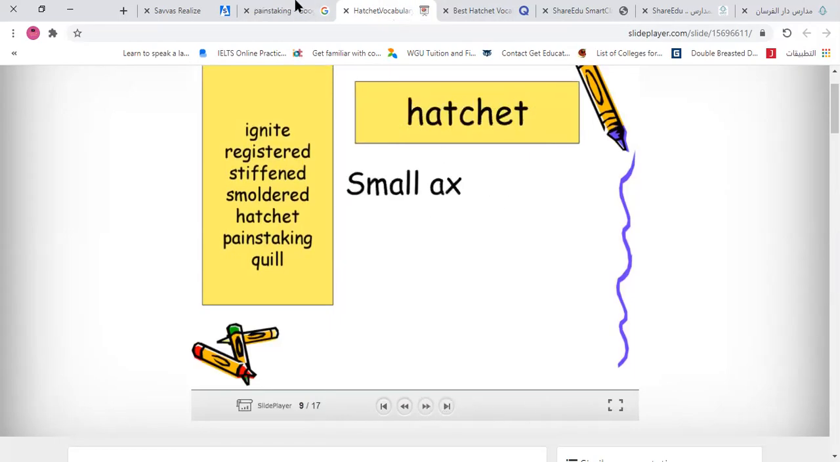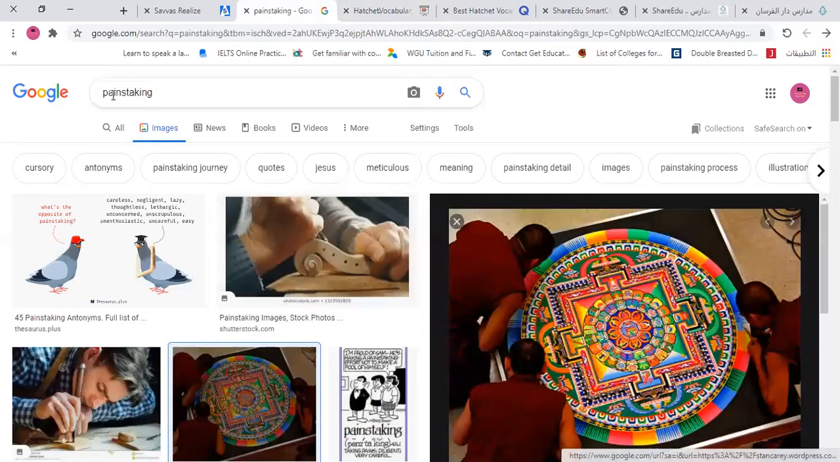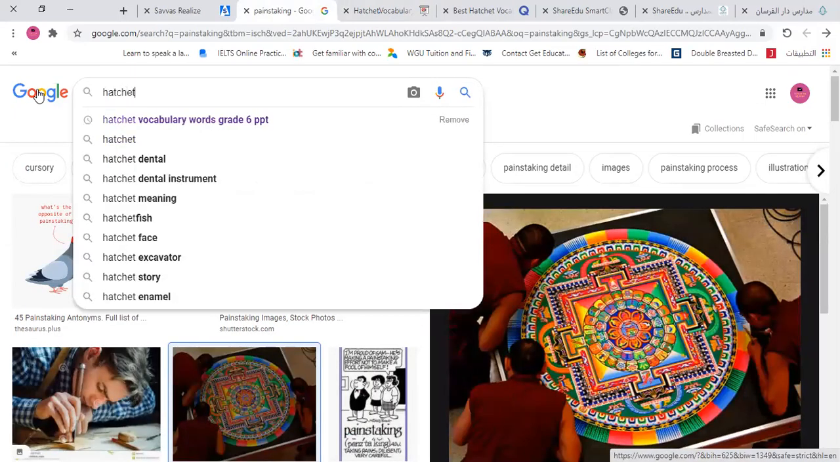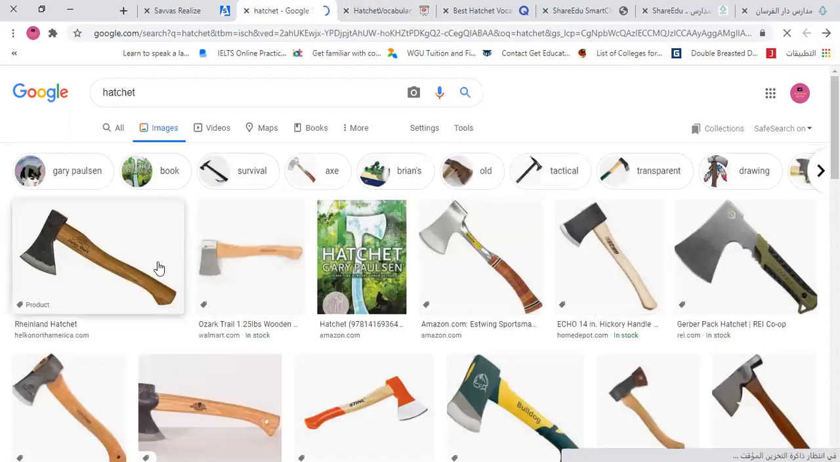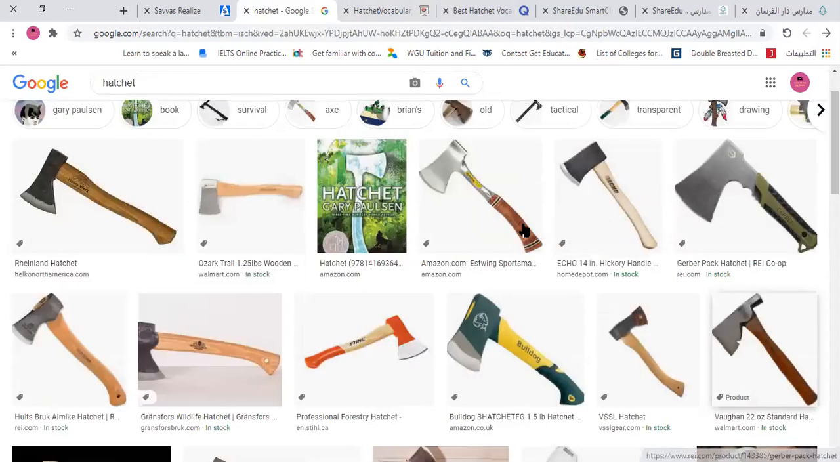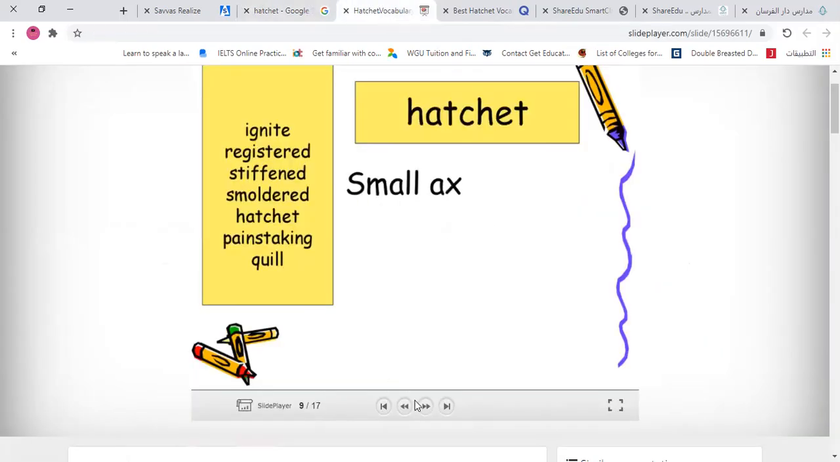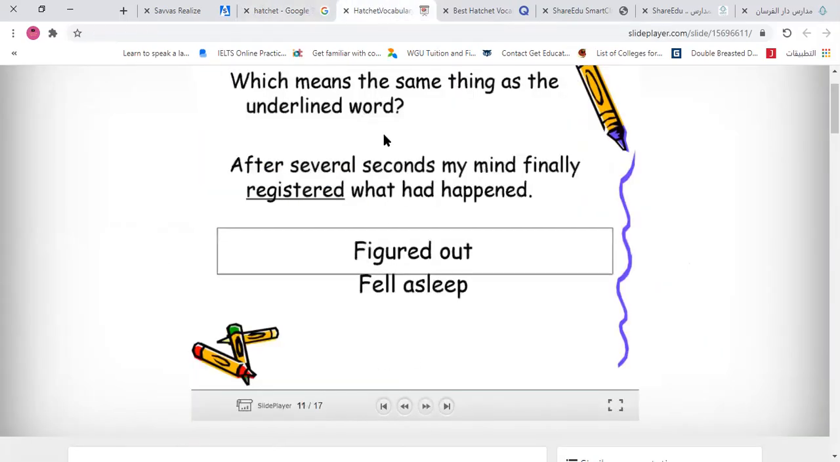And then we have hatchet. Hatchet is a small axe. This is a hatchet. It's an axe, but a small one. Okay, right now, these are the words. I want you to open your books, notebooks on page 180 in the notebook.